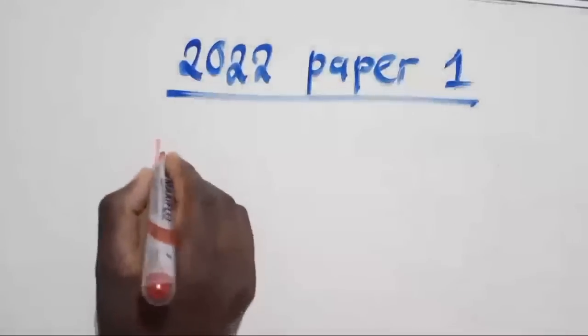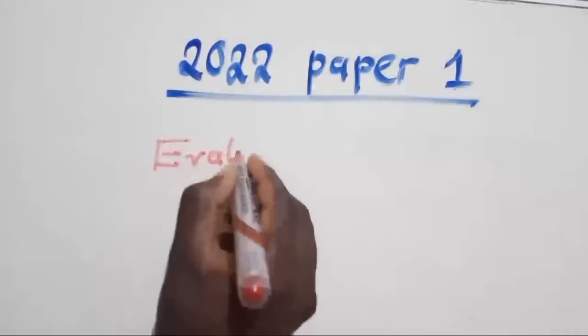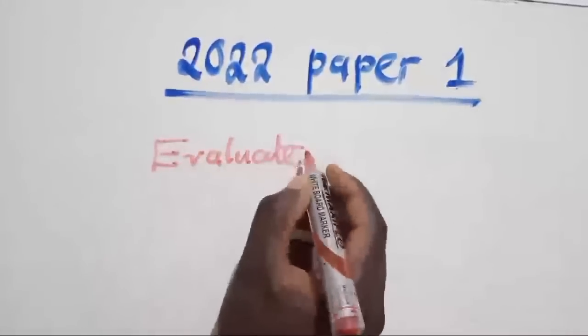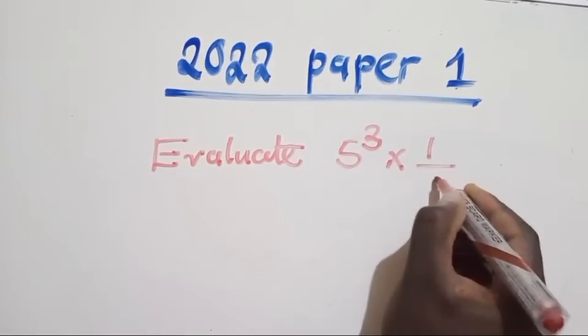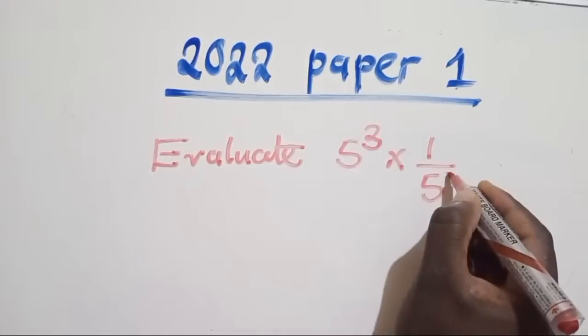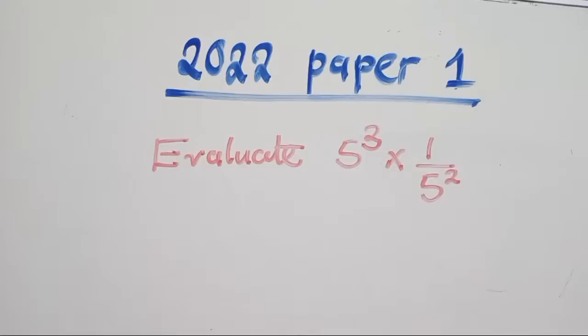So let's start. The first question here, they are saying evaluate. I guess you're able to see evaluate. We have 5 power 3 times 1 over 5 power 2. So how do we get to evaluate such kind of a question? Let me just give you a few minutes. You try and solve and see the solution that you get with what I'm going to give you right here. What solution are you getting? Please comment the solution that you're getting so that we can move together.